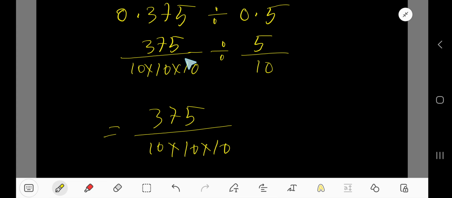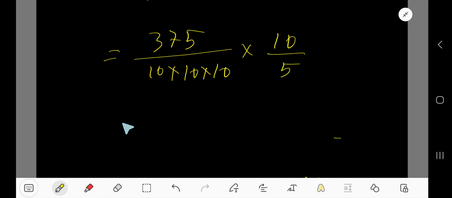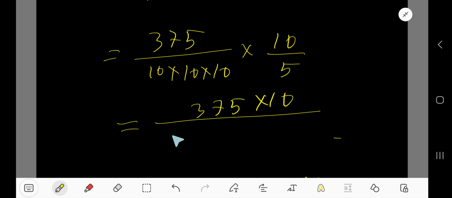Just multiply this fraction with this fraction. So we'll apply the keep, change and flip method. Change this division sign to a multiplication sign and flip this fraction. Okay, so now cancel. Now multiply this fraction with this fraction. Multiply top numbers together and bottom numbers together. Now your task is to reduce this fraction.